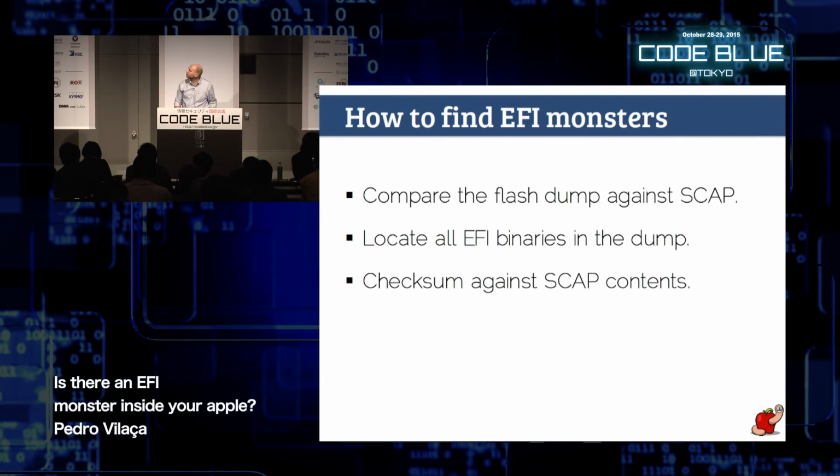Techniques to find the rootkits. You extract, you dump the EFI content, and then you compare against the SCAP. Easiest way, you start locating all the binaries and start comparing one by one. You have one-to-many match, so it doesn't take that much time. Computers are very fast. You checksum against. If something is different, it's very suspicious. You have to analyze manually. It's the point where you start reversing the binaries.